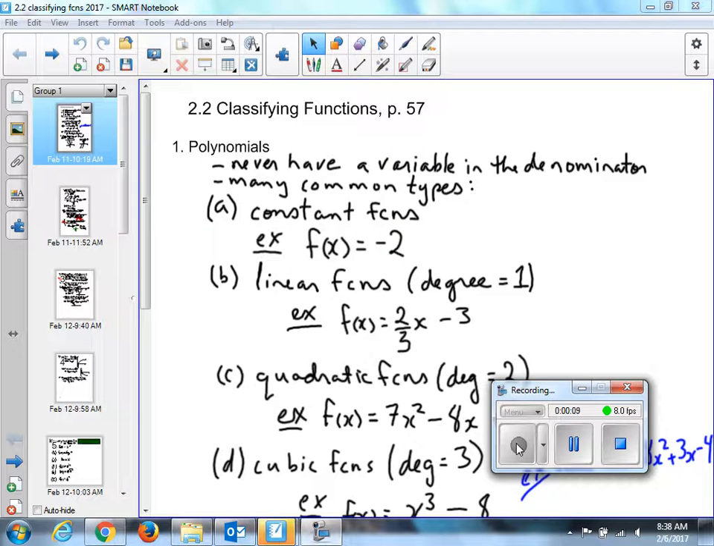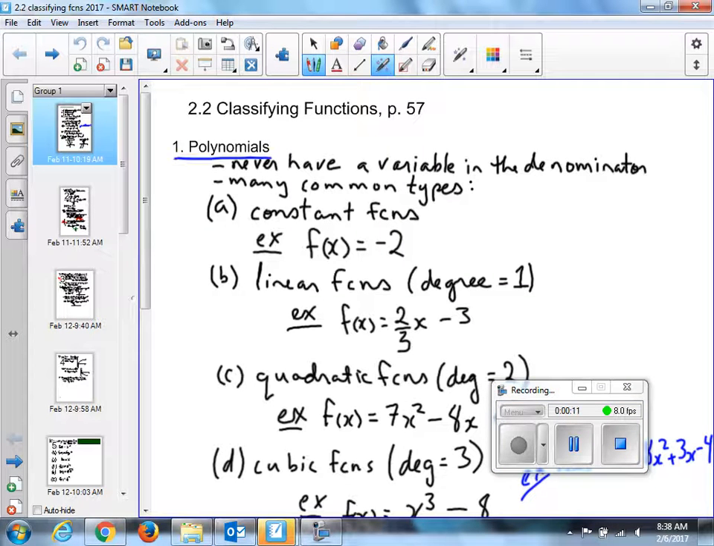Let's first take a look at the broad category, polynomials. And what's a polynomial? How do you identify one without a graph? Stuff like this. They never have a variable in the denominator, which is one important thing.